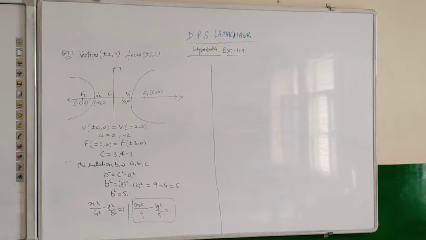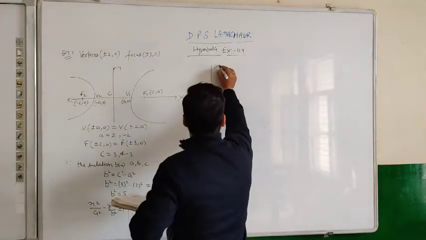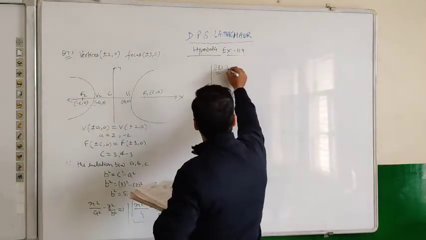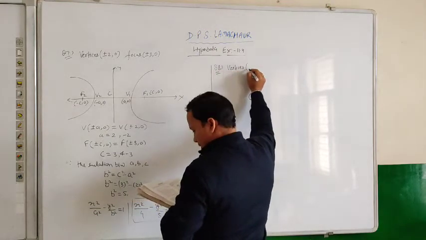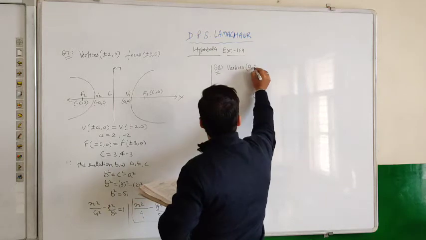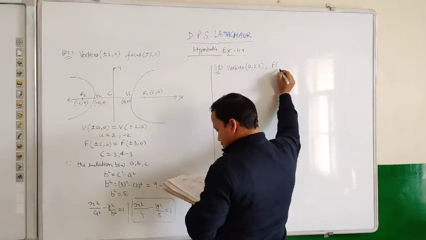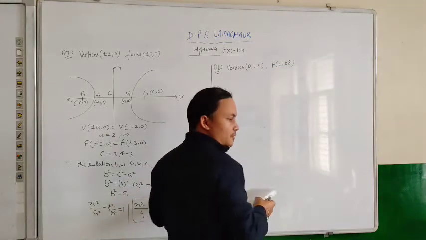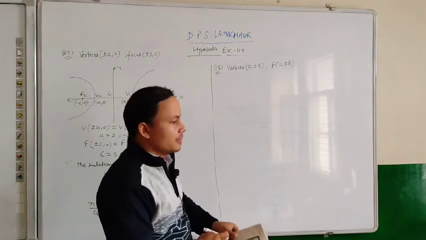Okay, next question, question number 8. In question number 8, we have given vertices (0, ±5) and focus (0, ±8). So these are the information which we have given. On behalf of this information, we have to find out the equation of hyperbola.